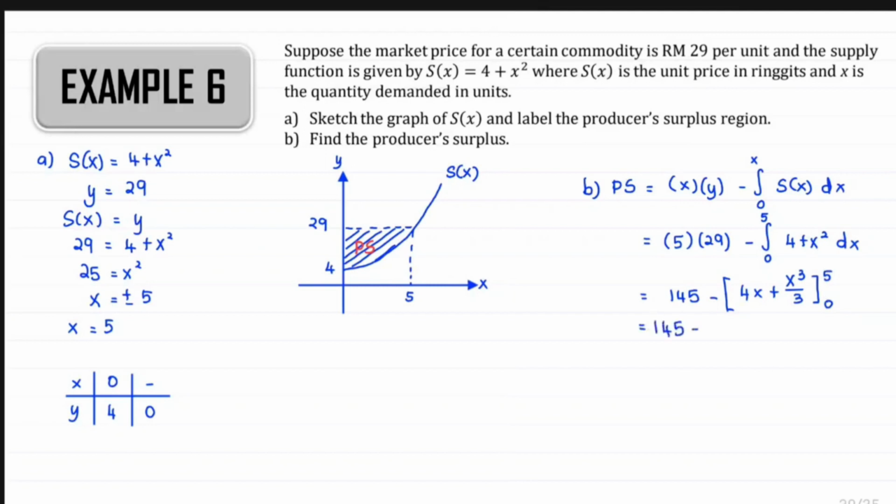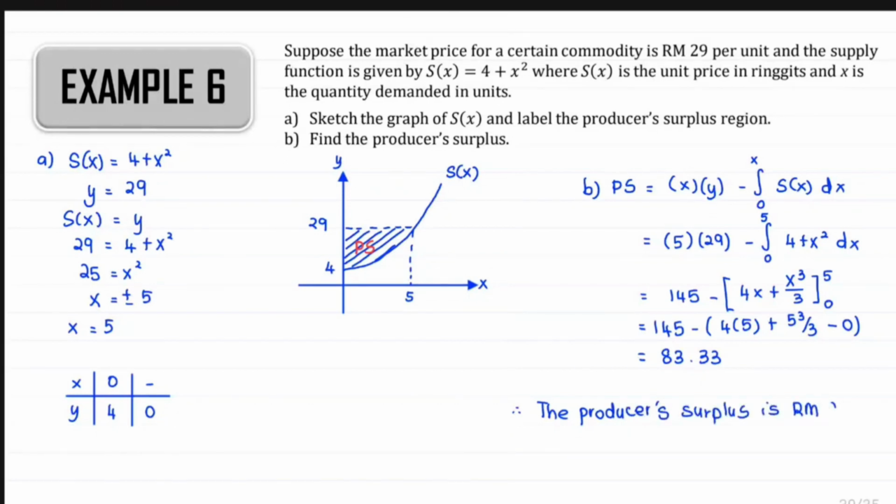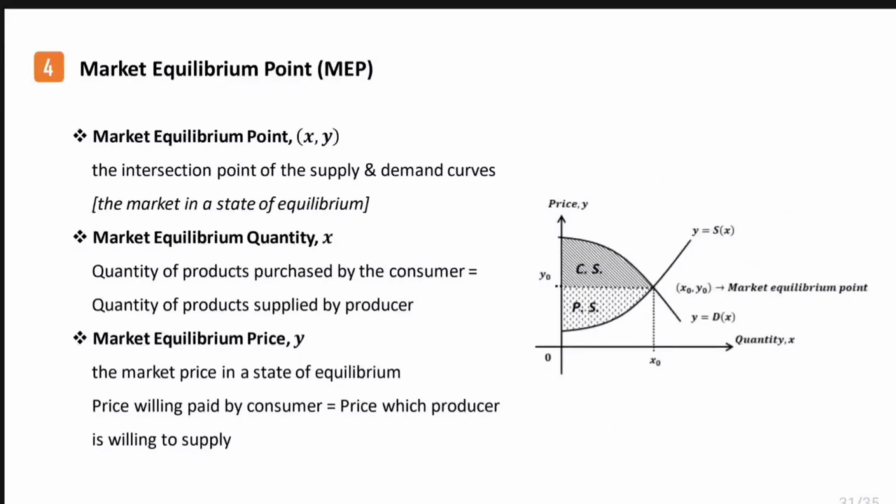We substitute 0 and 5, we get 4 times 5 plus 5 cubed over 3 minus 0. Then we solve, we get the answer RM83.33. So we conclude the producer surplus is RM83.33. Don't forget to put RM.